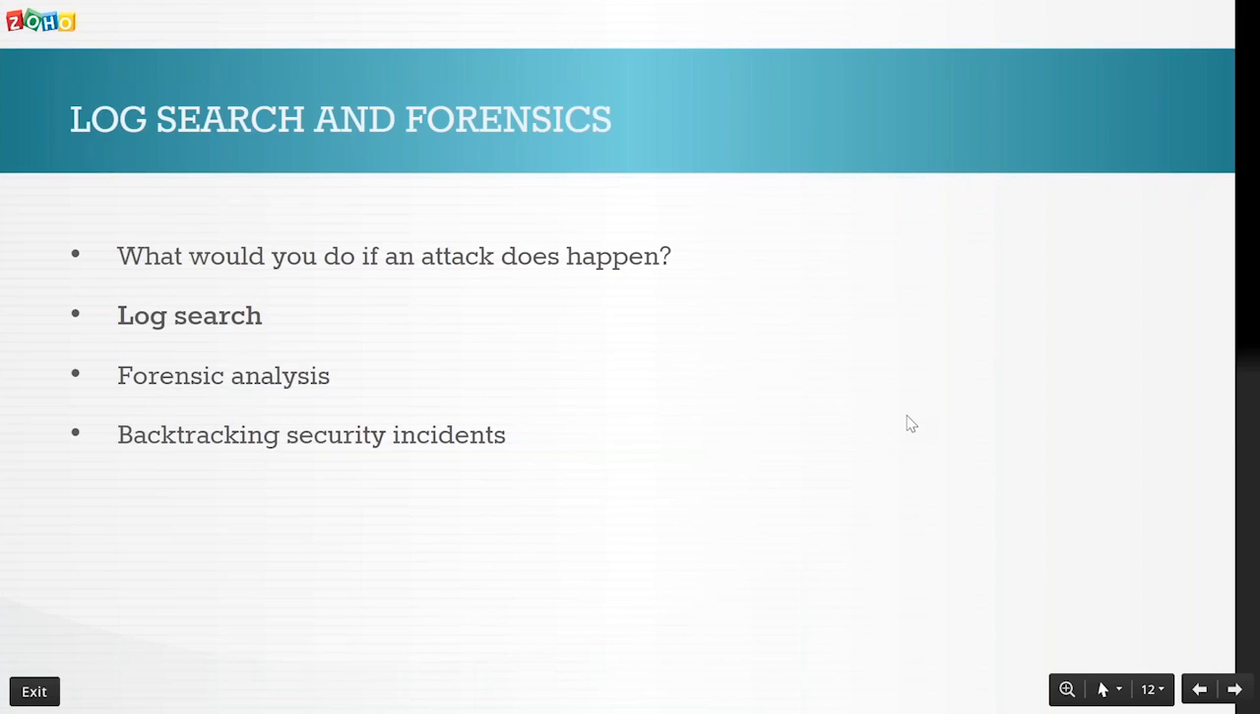So think of your SIEM tool as something that can not only help you detect and mitigate security attacks, but also conduct a forensic analysis in case something goes wrong. So in this way, if you do encounter any security incident or attack, you can search through the collected log data and investigate as to what exactly happened. You can find out what was the root cause of the attack and how the attacker actually managed to carry out the attack.